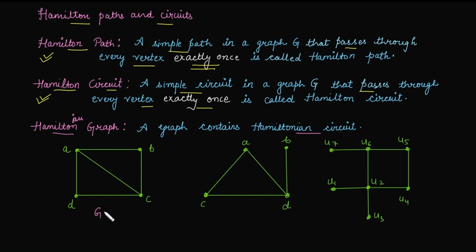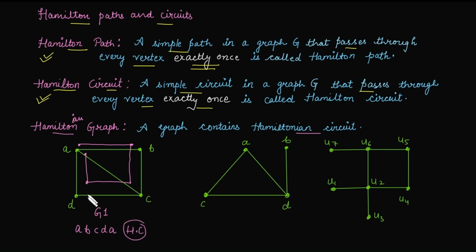For the graph G1, can you cover each and every vertex exactly once? Let's try it. Let's start from vertex A to B, then B to C, C to D, and we can also come back to A. In this path there is no repetition of vertices, but we can repeat the end vertex to get a Hamilton circuit. So this graph has a Hamilton circuit: A, B, C, D, and we can move back to A.